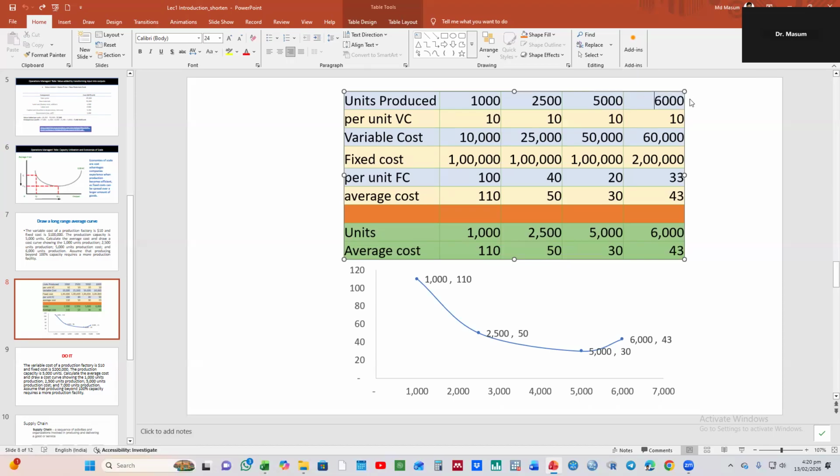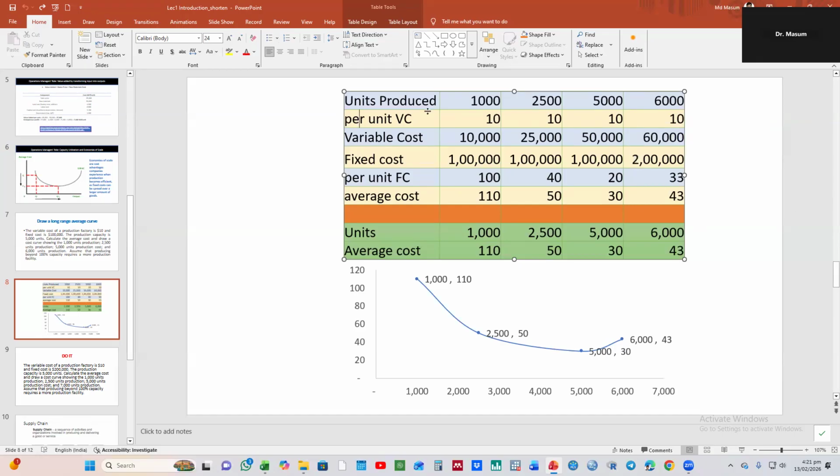Your fixed cost, say for example, you need to rent a new factory. Your fixed cost will increase because your max capacity is 5,000. So fixed cost will change when you accept any order that is beyond your 100% capacity. Fixed cost when you are producing 1,000 is 100,000. When you are producing 2,500, it is also 100,000. When you are producing 5,000, it is also 100,000 because this is your max capacity. Now you are going to accept an order that is beyond your capacity. You need to rent one more factory. So your fixed cost will, for example, double, from 100,000 to 200,000.